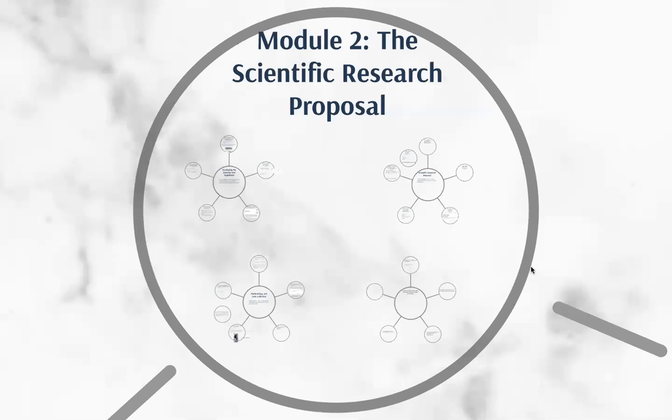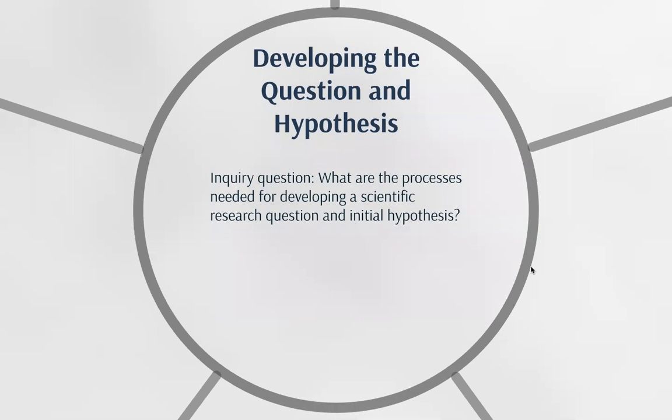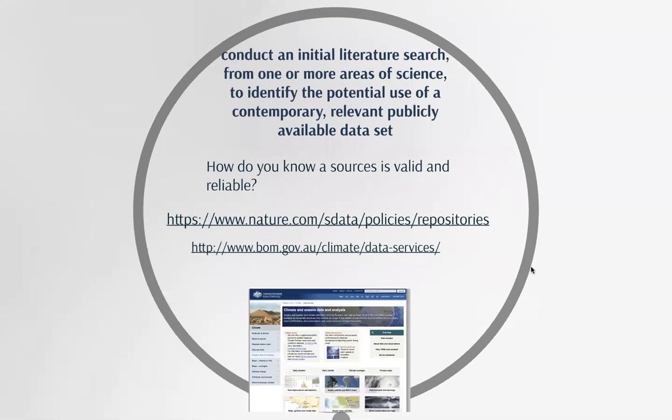So module 2 is talking about how you start setting up your project. And so one of the things there is developing hypotheses, developing inquiry questions. And often the hardest thing in science is your starting point. So, one of the first things a lot of you probably did is conduct a literature review. And a literature review is a really important part of the scientific process.